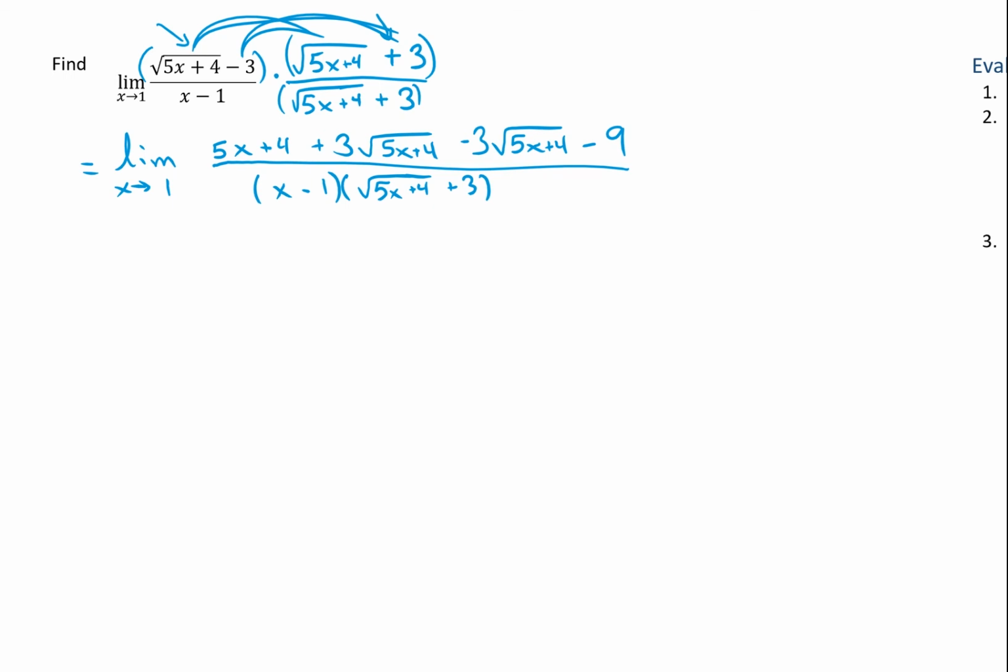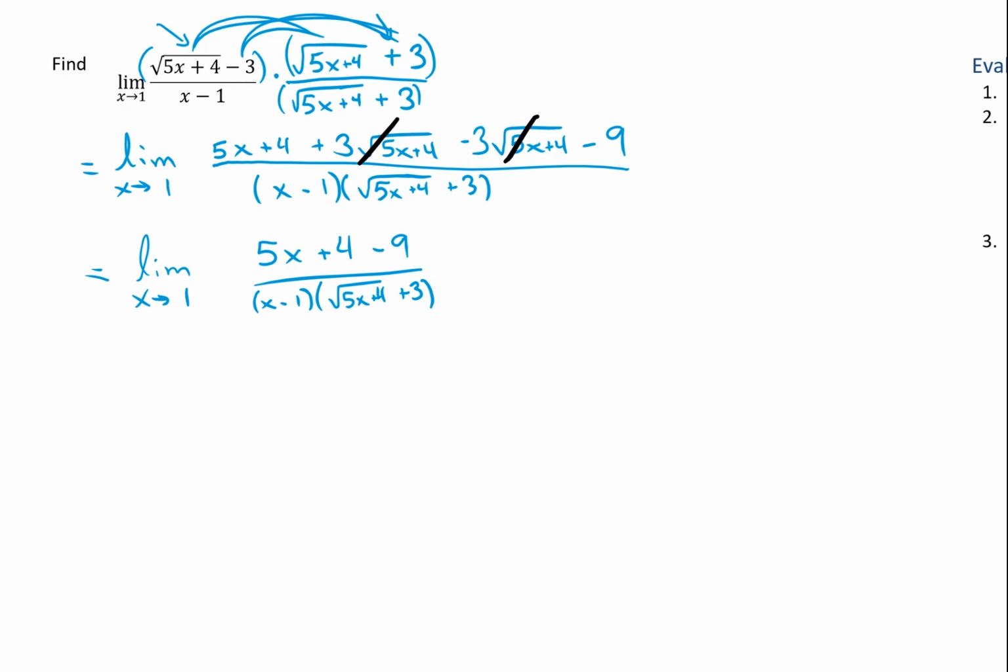Okay, look at up top. So we clearly see that these cancel out and we are left with the limit as x approaches 1 of 5x plus 4 minus 9 all over x minus 1 times square root of 5x plus 4 plus 3.